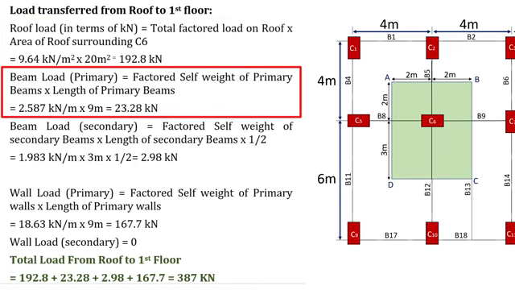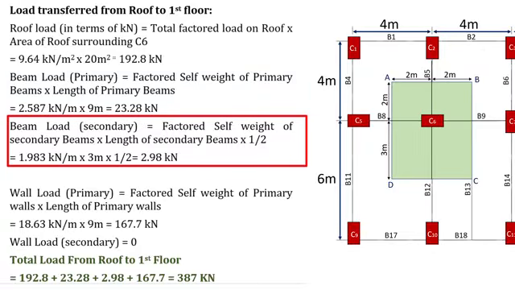The load due to primary beams will be equal to factored self-weight of primary beams into total length of primary beams surrounding column 6. Factored self-weight of primary beams is already calculated as 2.587 kN per meter and length of primary beams is 9 meter. On substituting these values, the load due to primary beams will be equal to 23.28 kN.